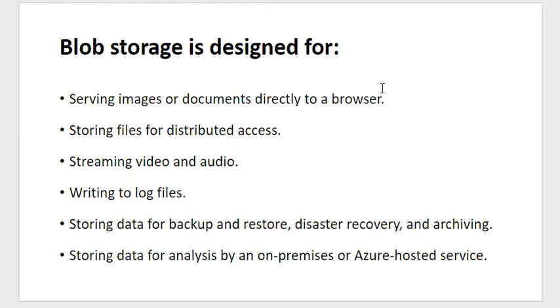Storing files for distributed access. Here we can define the access level at a particular blob level. For example, I have three blob objects 1, 2, 3, and I want to specify that blob 1 can have only read permission and blob 2 can have read and write permission. Those distributed access levels we can provide at blob level. Streaming video and audio, for those purposes also we can use blob storage.